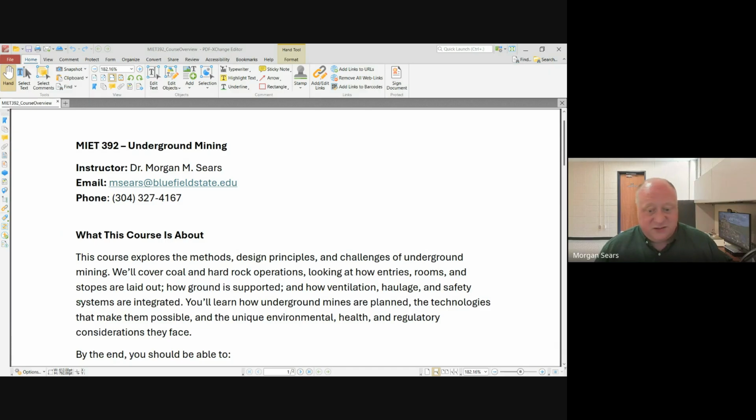And we'll be looking into things like haulage and safety systems and mine planning, technologies. And then, it is unique, environmental health and regulatory considerations. I mean, there's a reason there's MSHA and OSHA. Mining was different enough, it's unique enough, that it needs its own sort of regulatory and safety concerns.